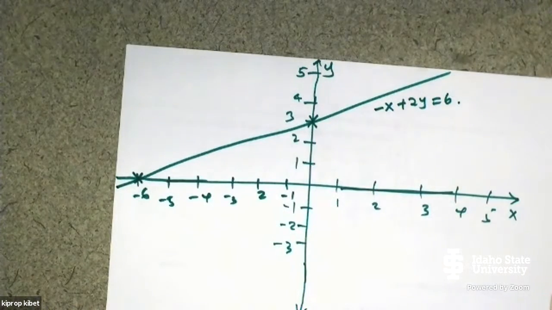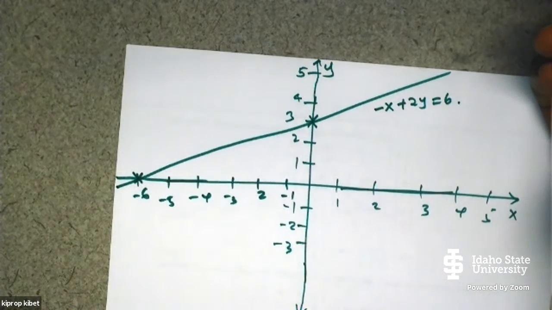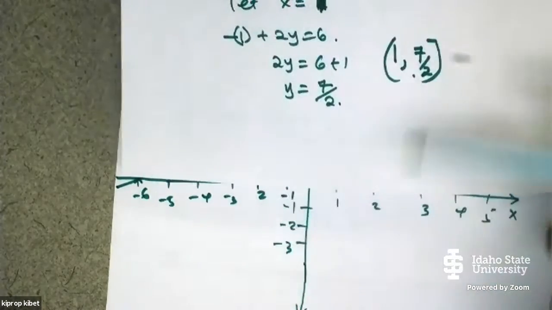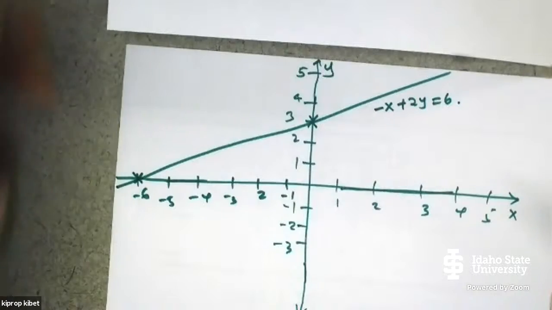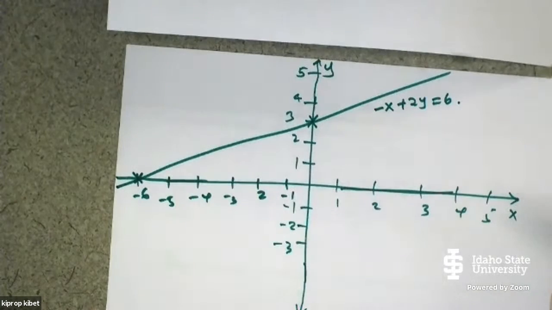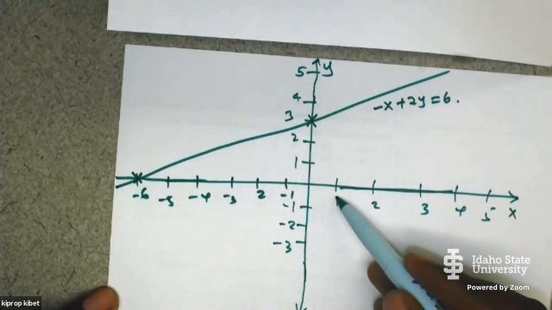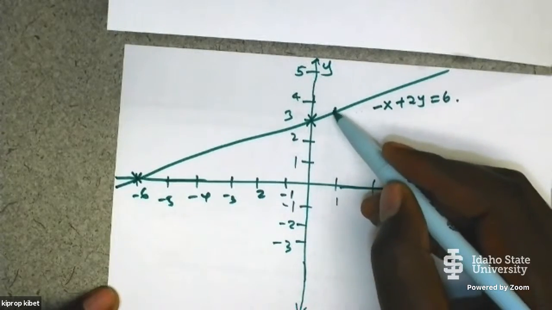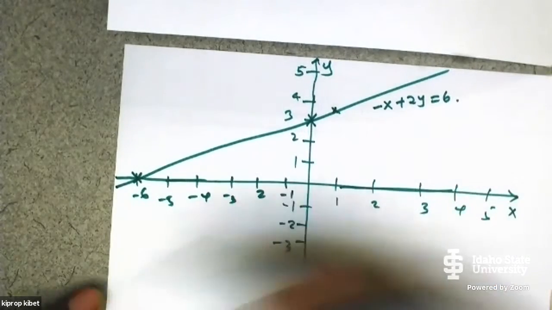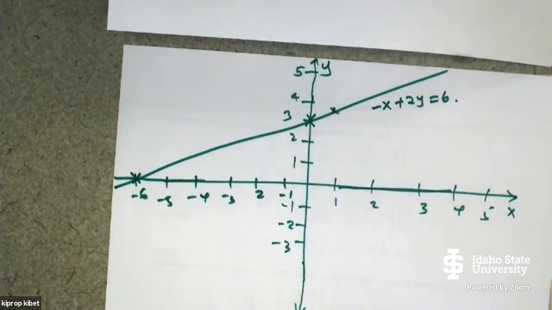We can actually get the other point. So 1 and 3.5, right? The other one is 1 and 3.5. You see it's somewhere there. Okay. So it is still on the same line. Any question?